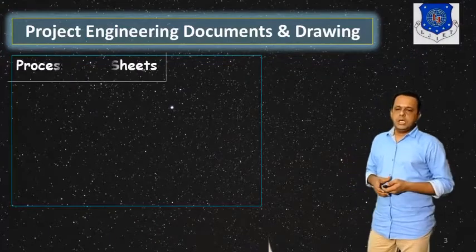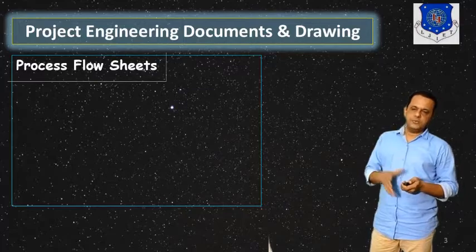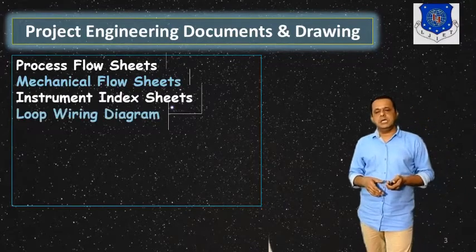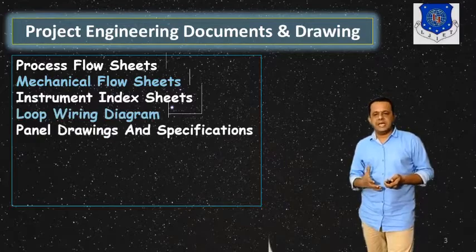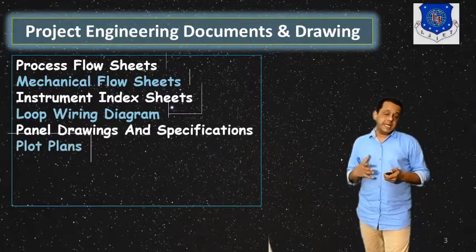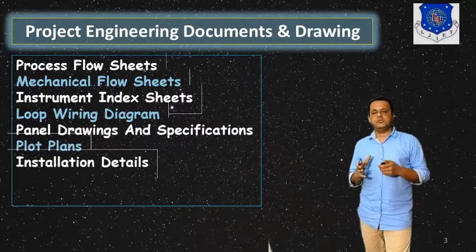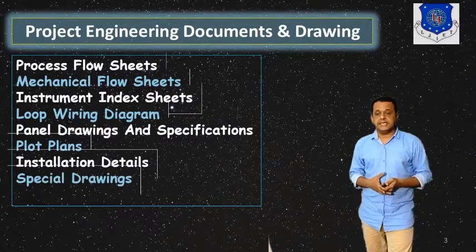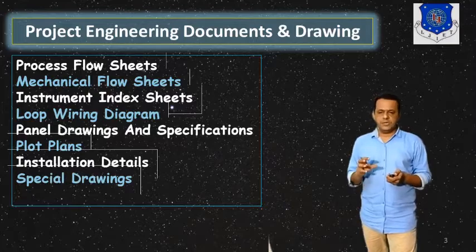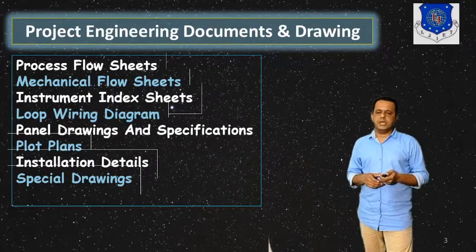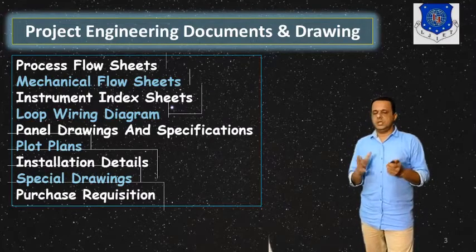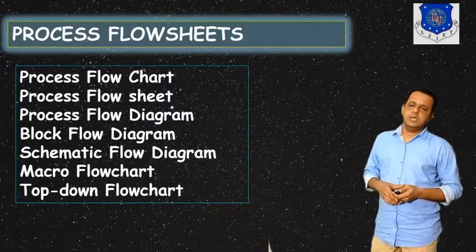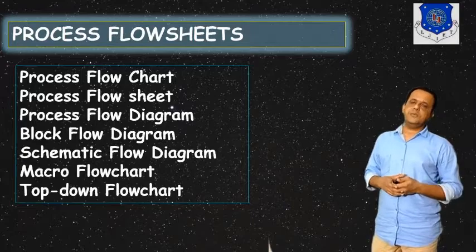So it will cover process flow sheets, mechanical flow sheets, then index, loop wiring diagram, panel drawings and specifications, then instrumentation, plot plans and installation detail. Some special drawings we will see with a very quick idea, and purchase requisition. So let us start with our flow sheets, process flow sheet.